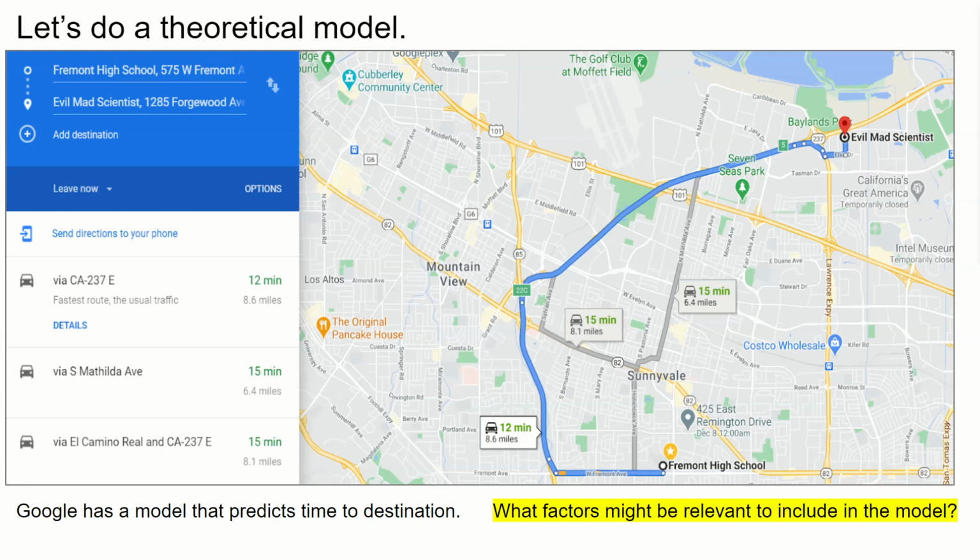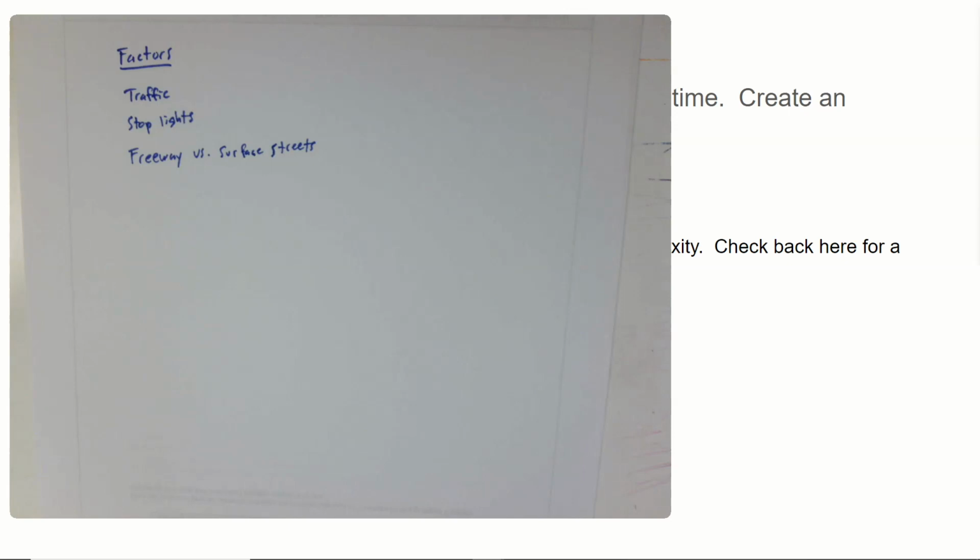Pause the video. So here I've written 3 things down. Factors that might affect my time to destination include things like how much traffic there is, how many stoplights there are and whether or not I hit them, how much time I spend on the freeway versus surface streets.